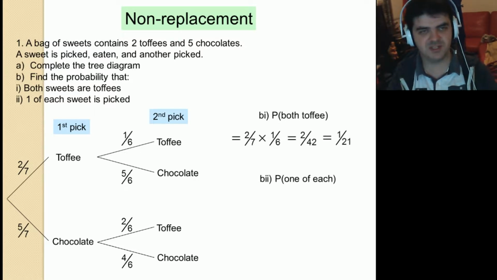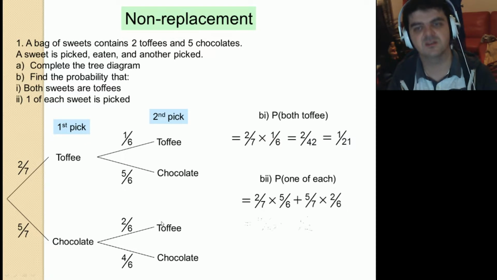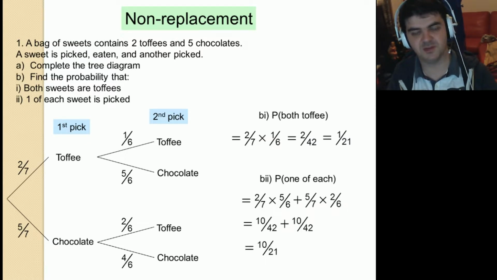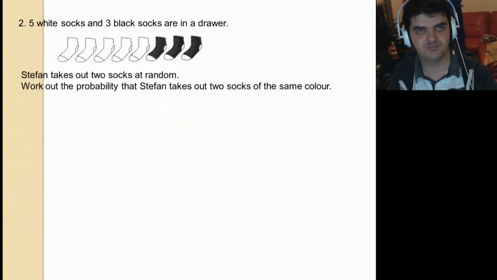Probability of one of each is the 2 over 7 times 5 over 6 plus 5 over 7 times 2 over 6. That will give me 10 over 21. I'll let you work out this one. You can pause the video and then I'll display the answer.